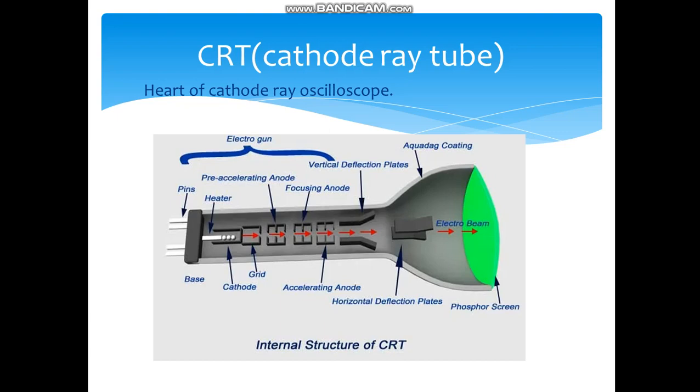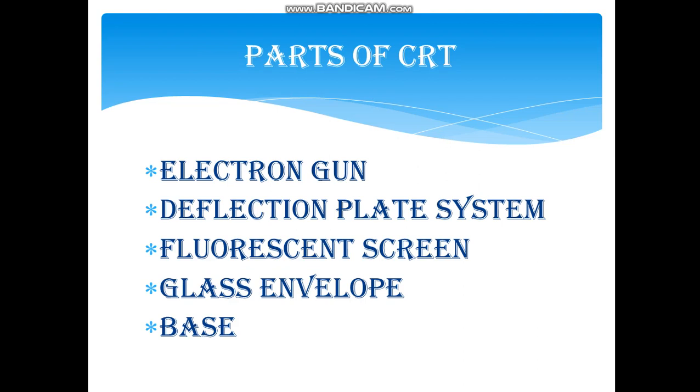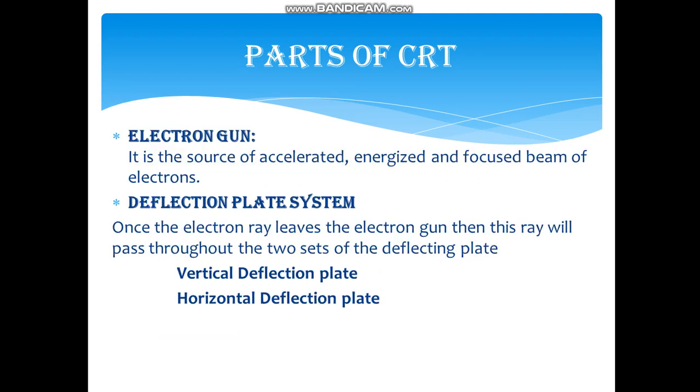Next you have the vertical deflection plate and horizontal deflection plate. After that you have the phosphor screen. So these are the parts present in the CRT. Now let's see each part in brief. The major parts of the CRT are the electron gun, deflection plate system, fluorescent screen, glass envelope, and base. The electron gun is the source of an accelerated, energized, and focused beam of electrons. So it is the source of electrons.